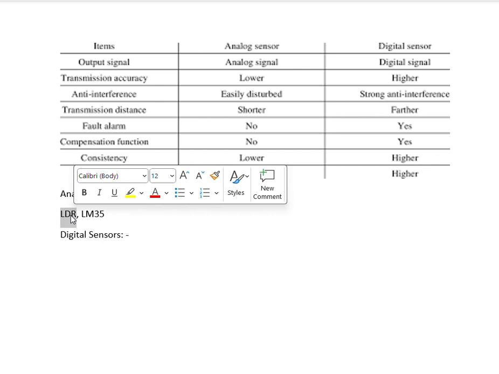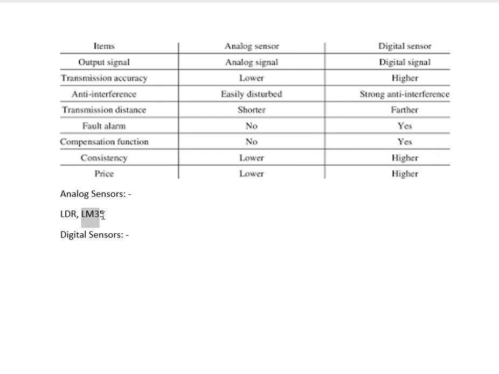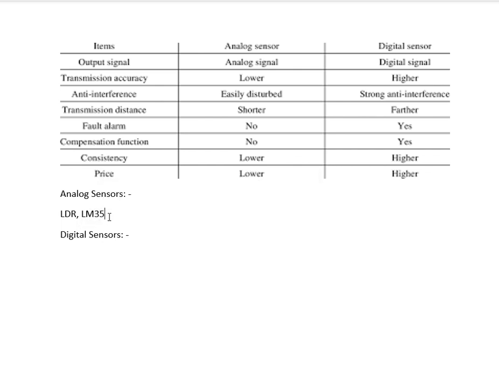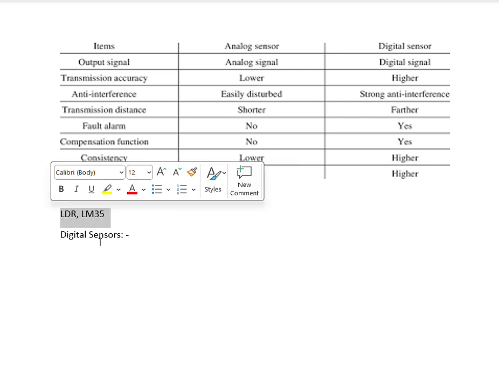Based on the sunlight intensity, a value is calculated, and based on that we are going to control the on and off of an LED. And next one is LM35. LM35 is a linear monolithic sensor. It is completely based on temperature, and these both are the analog sensors.